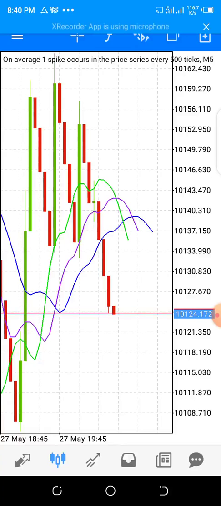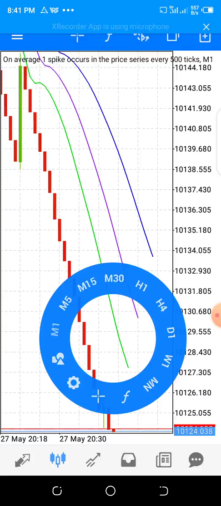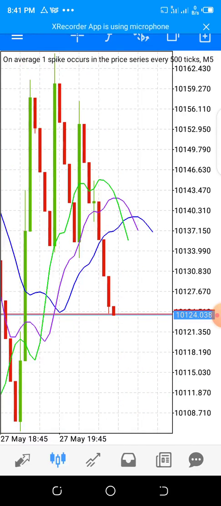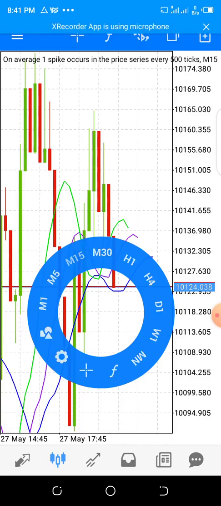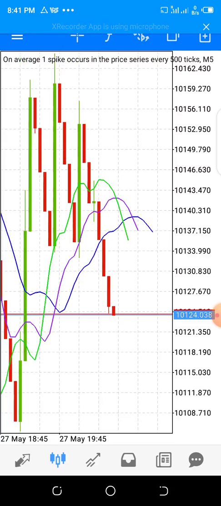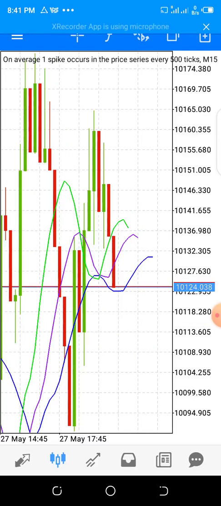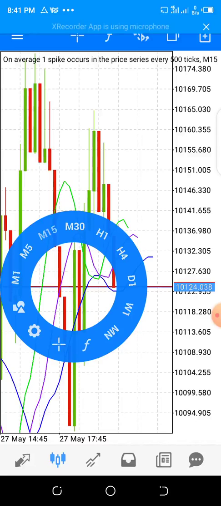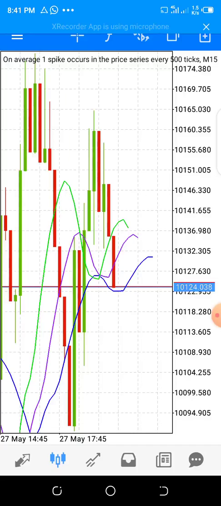You can see that a spike happened. You could see on the M1 a small spike happened and it continued again. So now in the 5 minutes and in the 15 minutes, it is still not finished. So 1, 2, 3, 4, 5. 15 minutes is not yet done. Looking for at least another 5 minutes.